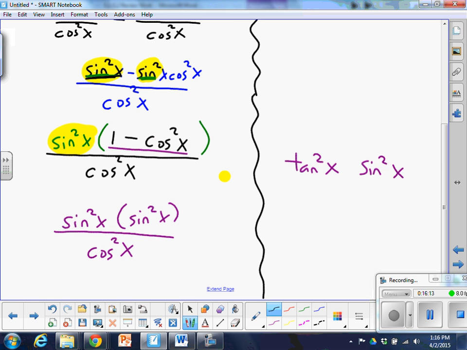You know, a couple things you can do. You can change this side now. Looking at what we have over here, I know tangent squared is sine squared over cosine squared, times that sine squared, and you can kind of see that those really are just equal to each other now. Okay, so that's fine. Whenever you get both sides the same, you're golden.